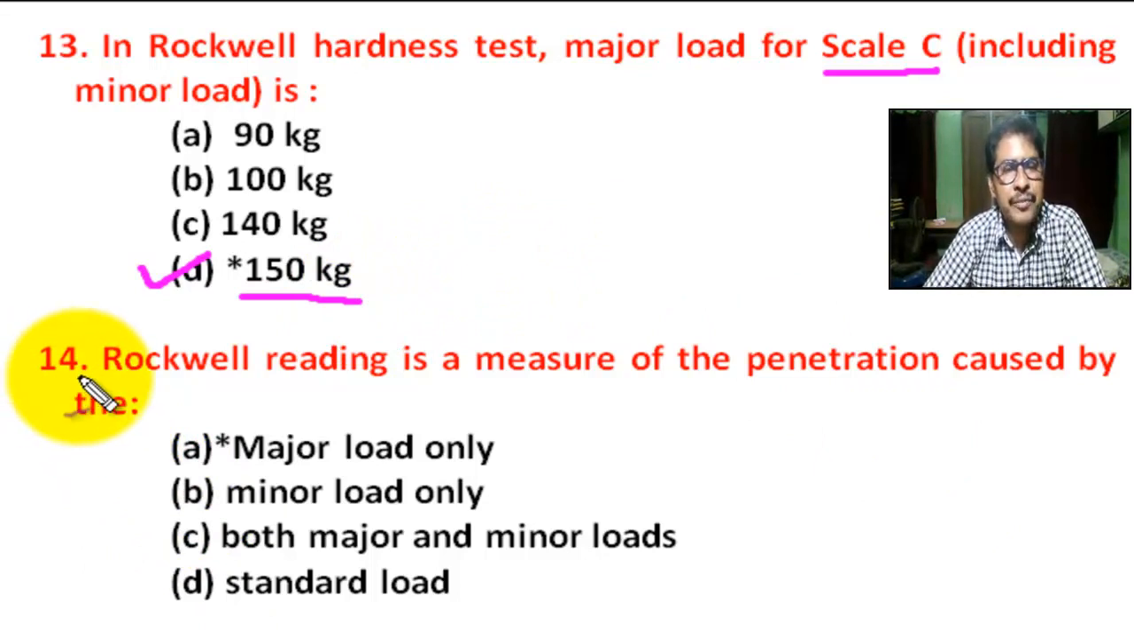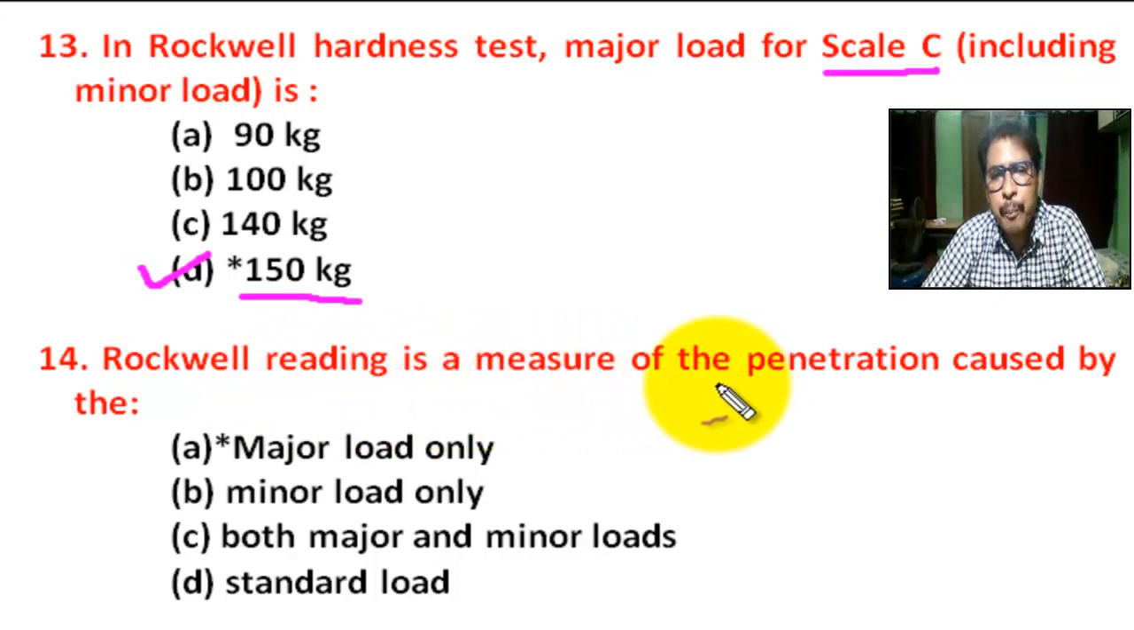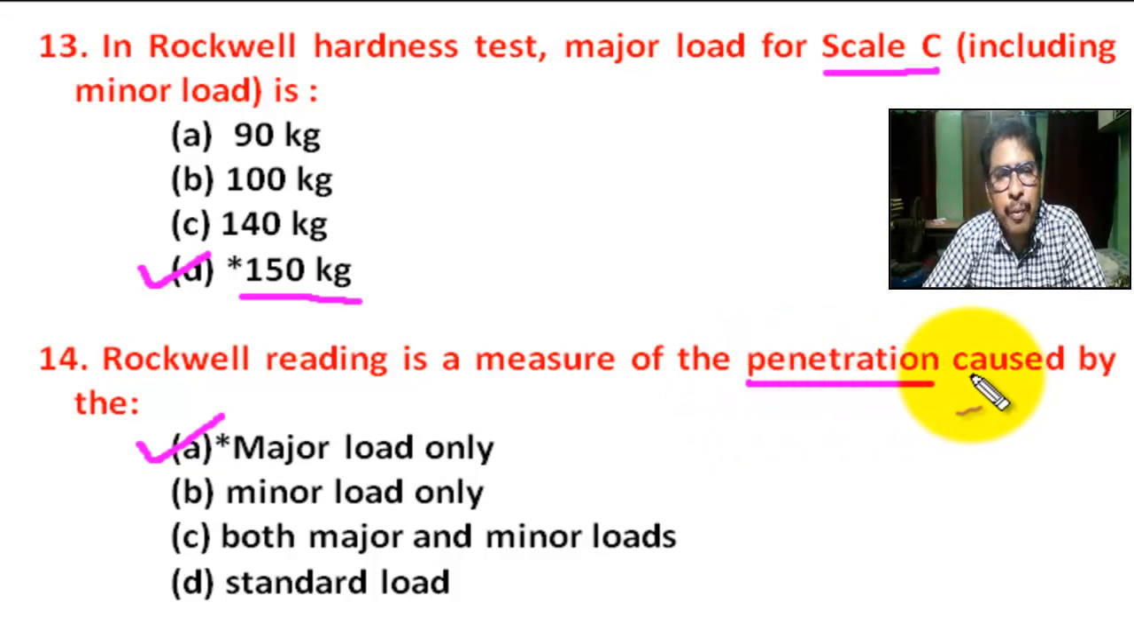Question number 14. In Rockwell hardness testing machine, the reading is a measure of the penetration caused by. There are 4 options. Correct answer is A. Rockwell reading is a measure of penetration. Penetration means indentation caused by major load only, not minor load, only major load.